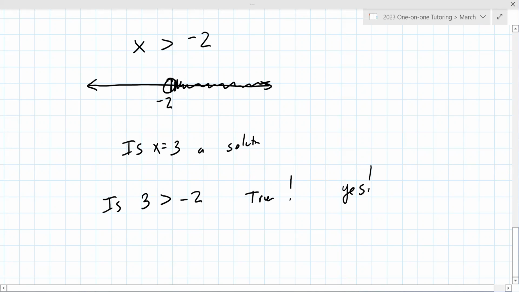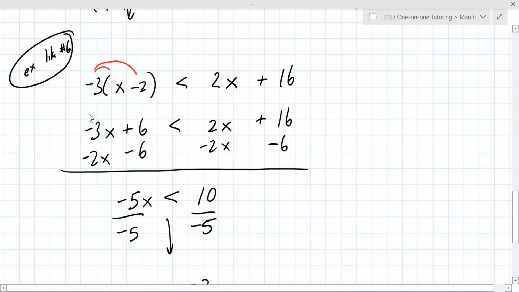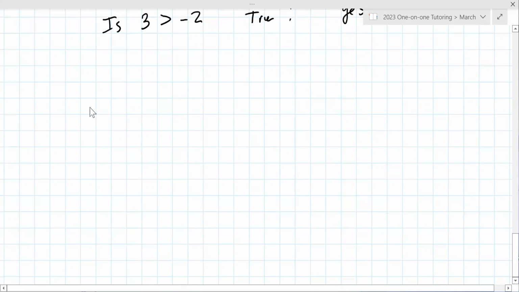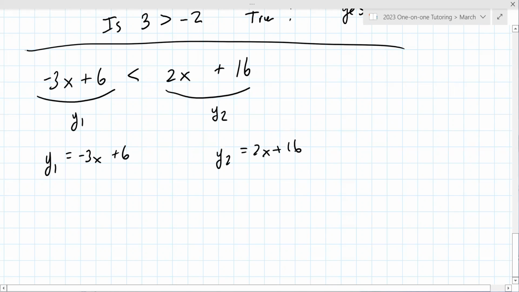All right, now the graphing is the worst part of this. It really is the most sort of diabolical of this. I'm going to go back to this line right here. And we're going to use y1 and y2 again for this. All right, so this on the left here is y1. You can write y1 equals -3x plus 6. On the right is y2. y2 equals 2x plus 16.